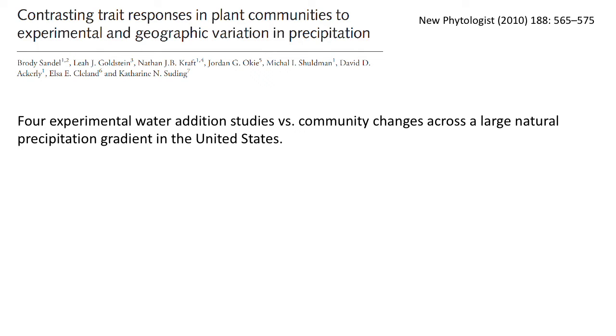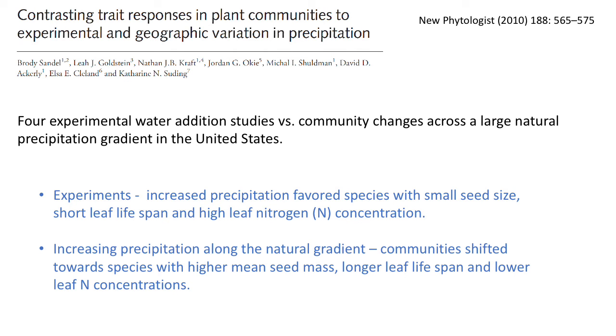It's not just soil nutrients that respond this way. There's a paper from now a decade or so ago looking at how traits in plant communities might respond to variation in precipitation. In this case, they compared experimental water addition studies and how the traits in the community responded to those, to community change across natural precipitation gradients. And the bottom line is they found essentially opposing responses. The experiments with increased precipitation favored species with small seed size, short lifespans, and high nitrogen concentrations, and they saw exactly the opposite shifts in these traits when they looked across precipitation gradients.